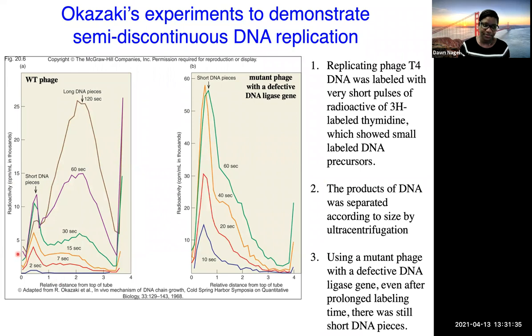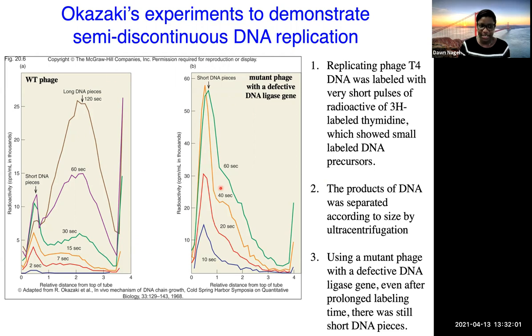So you could imagine that this is a test tube, and this is the bottom of the test tube. This is the top of the test tube. So 0 is the top of the test tube, 4 is the bottom of the test tube. Okay. So the heavier something is, or the longer the fragment you have, it shifts more towards the bottom of the test tube. Okay.